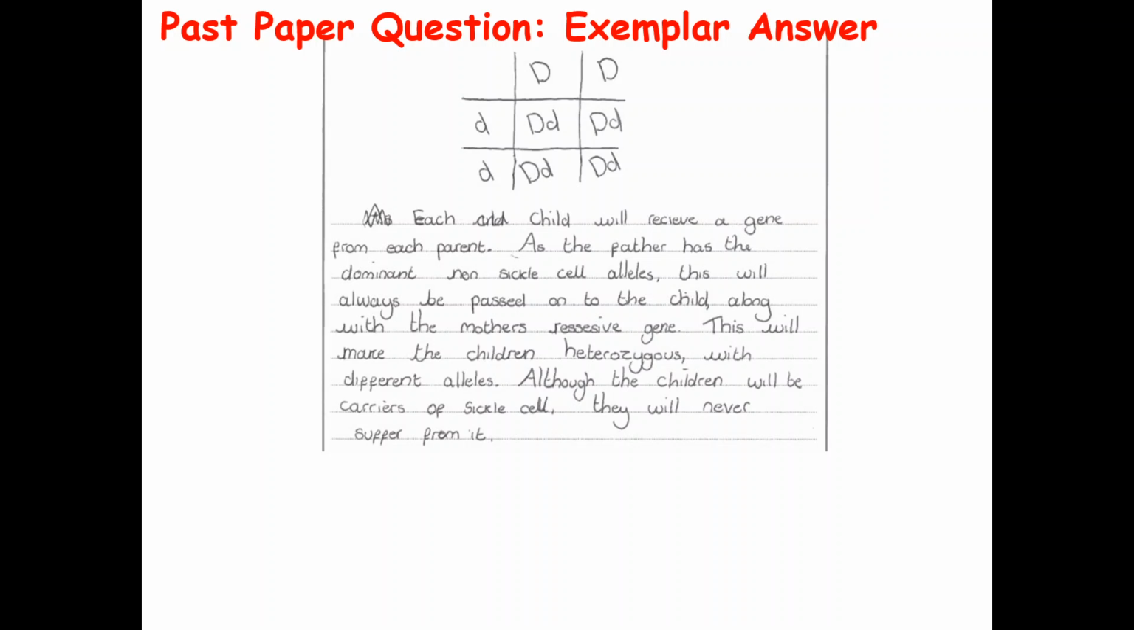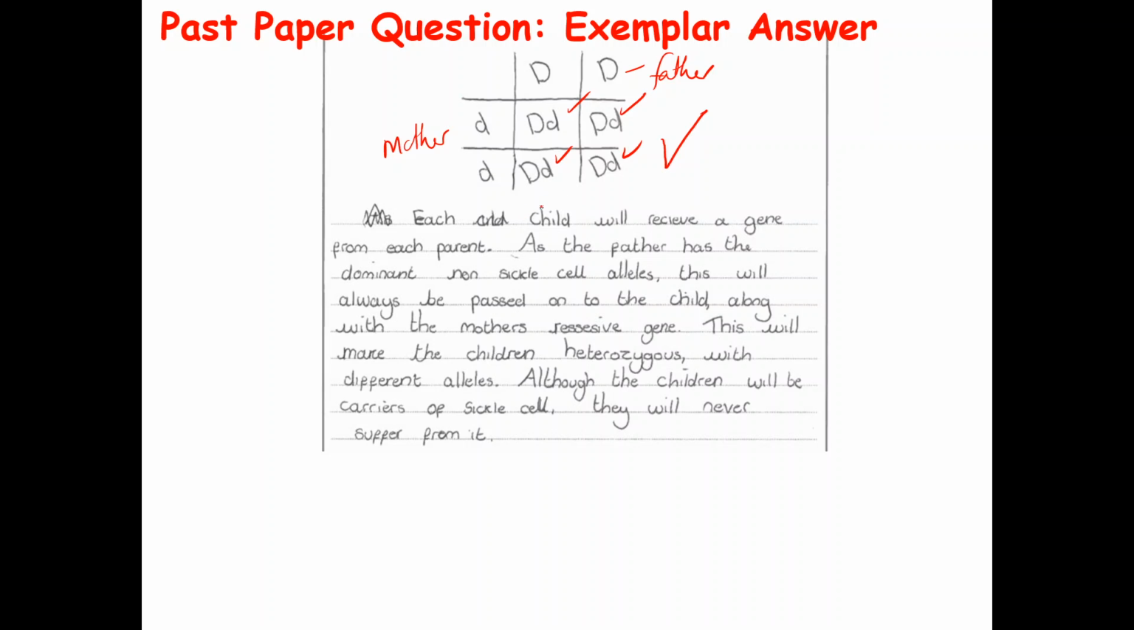Okay, so looking at this response, the first thing that I would pick up on is they have done a Punnett square, and they've got the father's alleles up at the top here, and they've got the mother's alleles down at the side here, and they have crossed these all correctly. So our Punnett square is all correct. Okay, so that's really good.